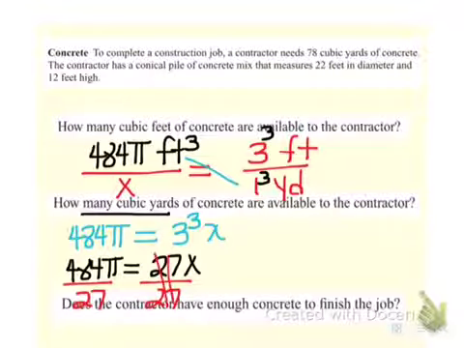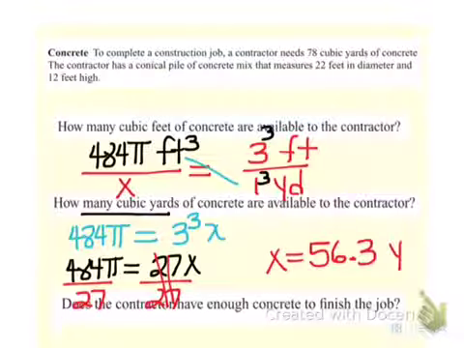So the 27s eliminate on the right, and x equals 56.3. That would be cubic yards, so yards to the third power. So I've answered question 2, how many cubic yards?